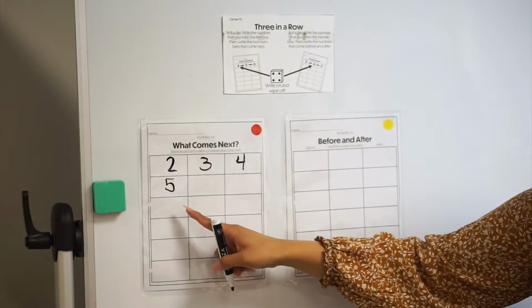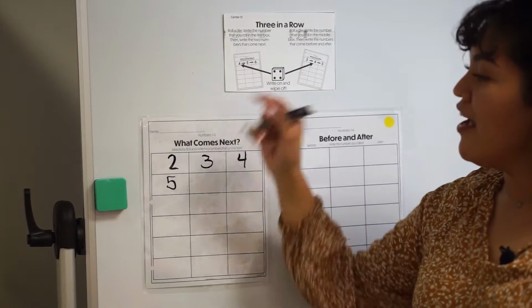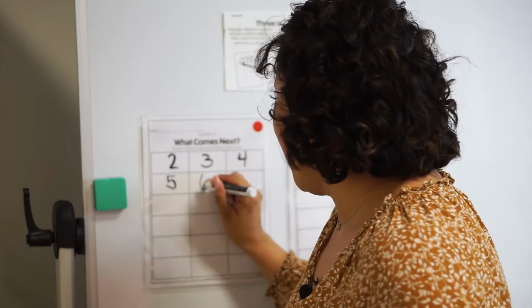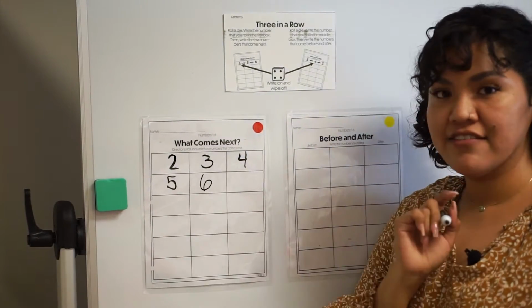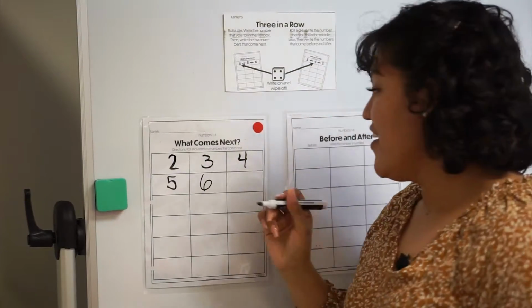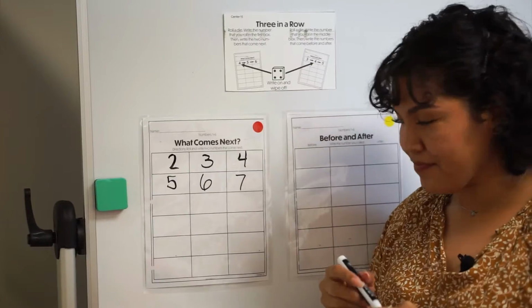So what comes next after 5? We have 5, 6. 6 comes after 5. So what comes next after 6? We have 5, 6, 7. 7 comes after 6.